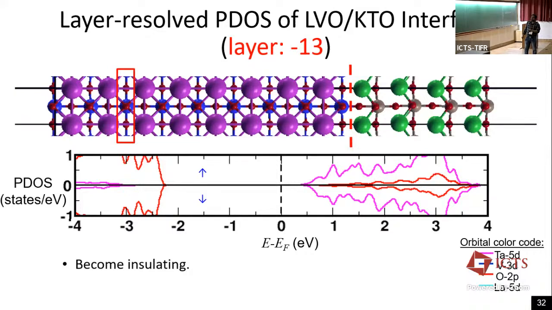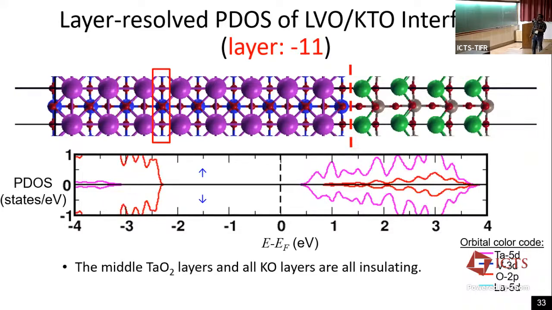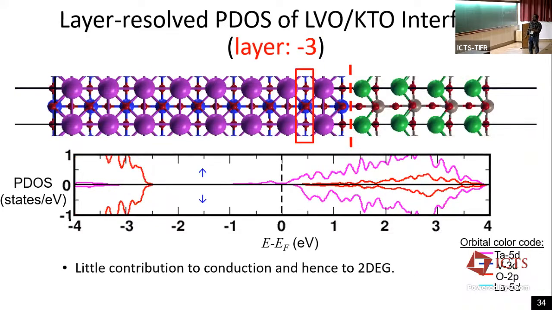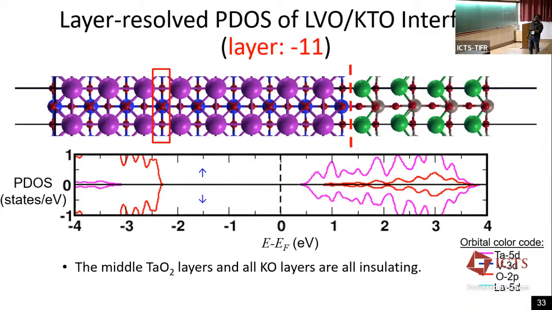So this conductivity decreases very rapidly, and after 2 layers of TO2, it decays to 0. So this is insulating. If you go away from the surface, this region acts like the bulk material, and bulk KTO is insulating. So you get the insulating behavior here, and here this is also insulating. These middle layers are not important because they are insulators.